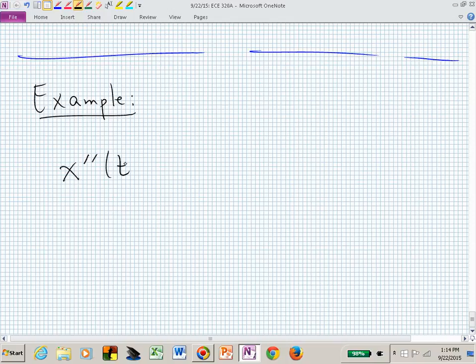Let's look at a second order, x double prime plus 3x prime plus 2x of t equaling v of t. Now, let's get a little silly. What do you see there?